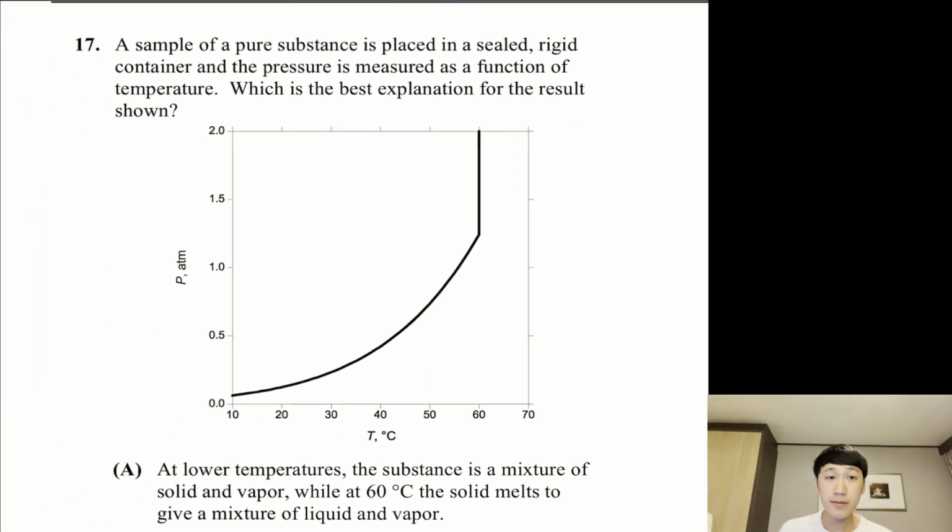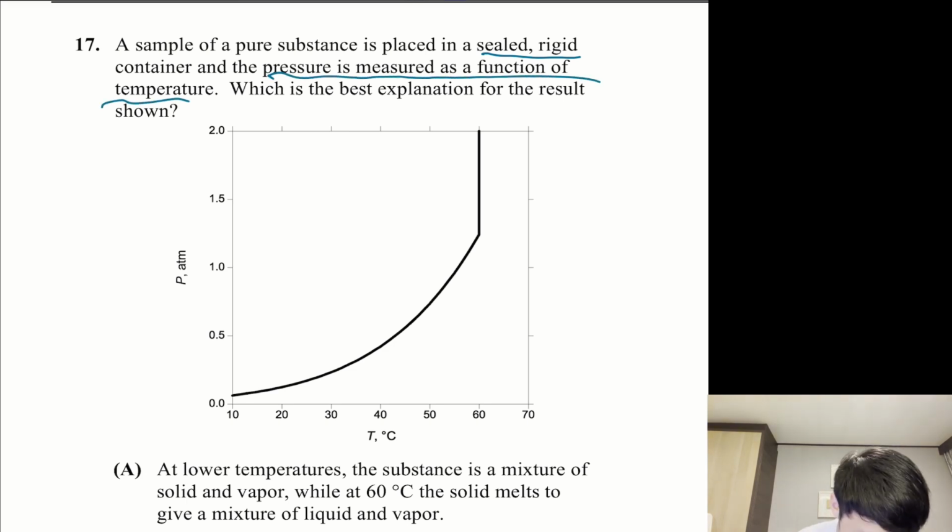All right, problem 17. This is a harder problem if you don't have a physics background, but let's go through it anyway. A sample of a pure substance is placed in a sealed rigid container. So sealed and rigid container, and the pressure is measured as a function of temperature. Which is the best explanation for the results shown? So let's kind of understand what's happening first.